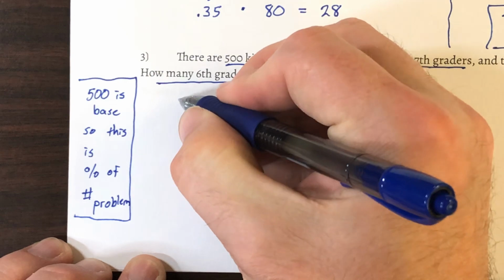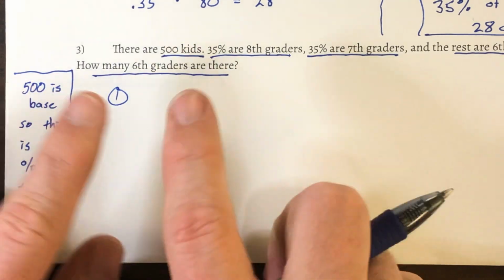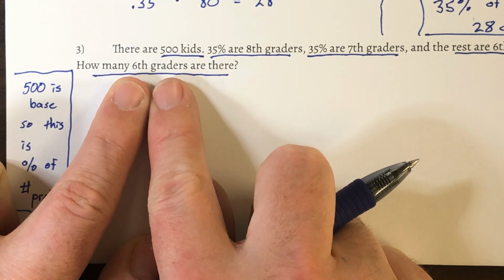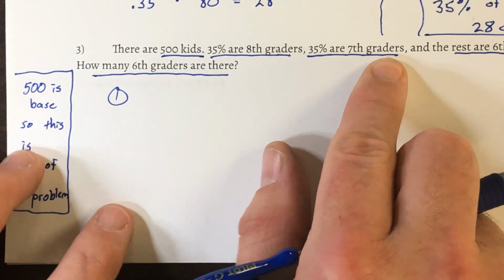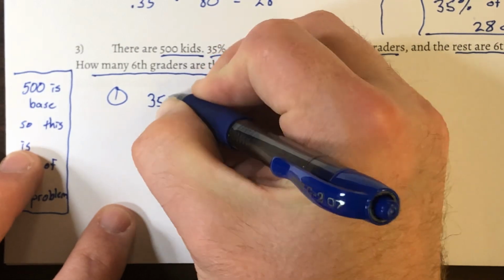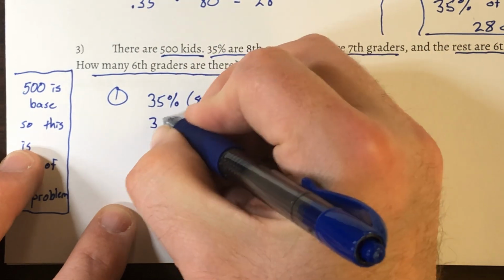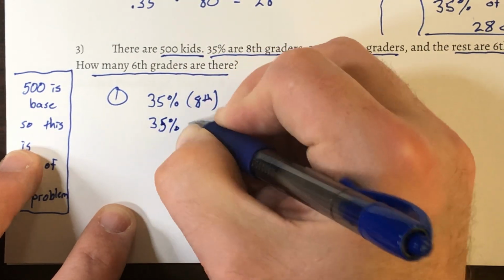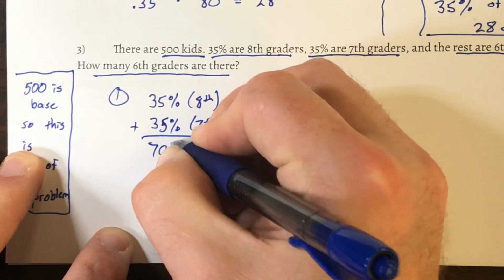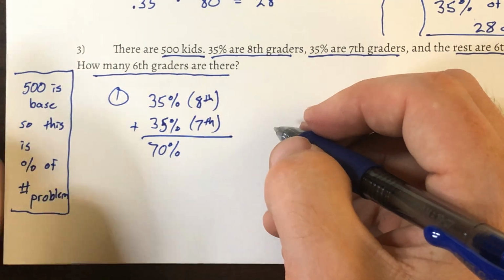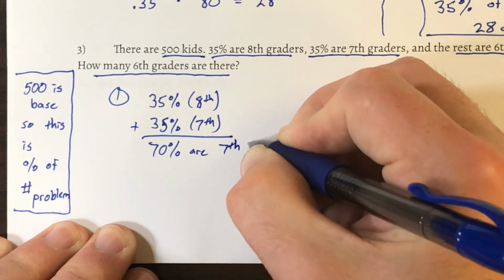All right, so first step. Let's find out how many 6th graders there are percentage-wise. So it says 35% are 8th graders and 35% are 7th graders. So let's add those up. So 35% 8th, 35% are in 7th. If I add those, we get 70%, meaning more than half, but less than everyone, are 7th and 8th.